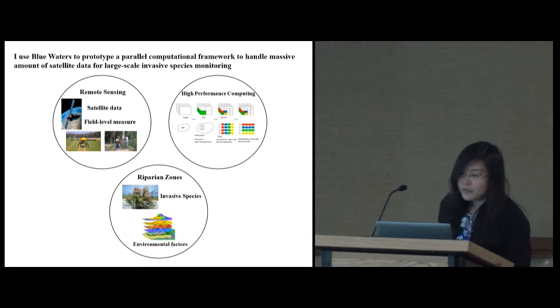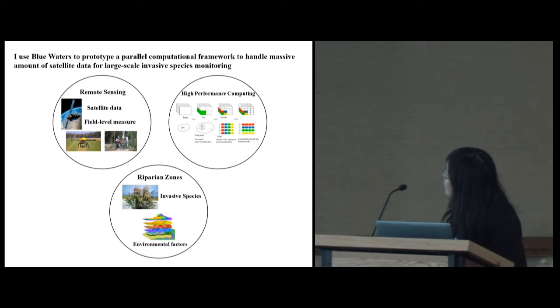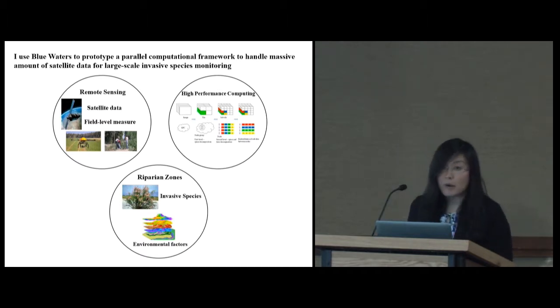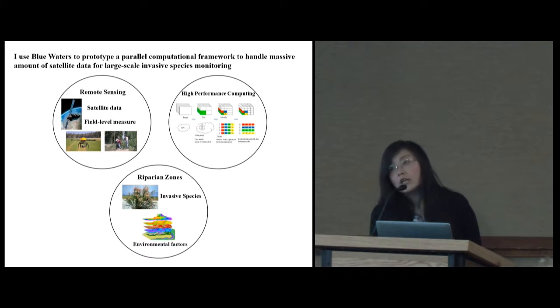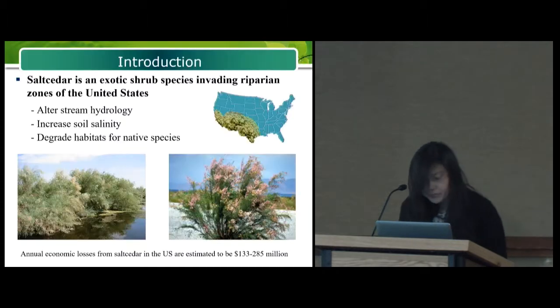So for our team, it's mainly working on the remote sensing data. We are analyzing different types of satellite data in order to monitor the terrestrial vegetation dynamics. Specifically for this project, we are focusing on the species invasion problems. Because in the process, we need to process a huge amount of remote sensing data. So we use Blue Waters mainly to prototype a parallel computational framework in order to handle the massive amount of remote sensing data for the large-scale invasive species monitoring.